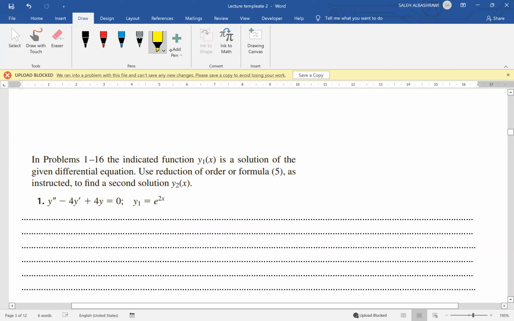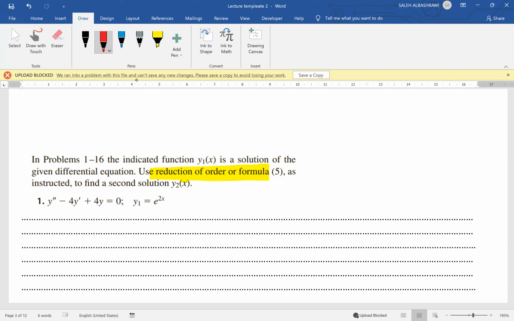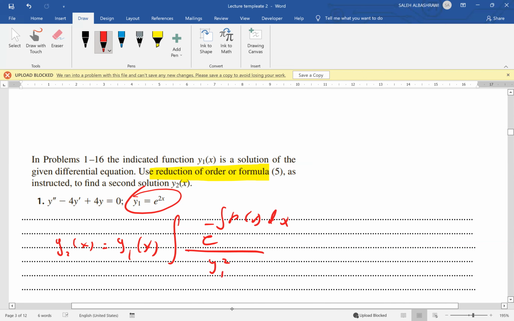The given problem, we need to find the second solution, given that y1 is a solution of the given differential equation. So use the reduction of order formula to find a second solution y2 sub x. So we are given one of the solutions, which is y1, and we need to find the second solution. We know that y2 of x equal to y1 of x multiplied by the integration of e to power minus integration of b of x dx divided by y1 square. This is the formula of the second solution.